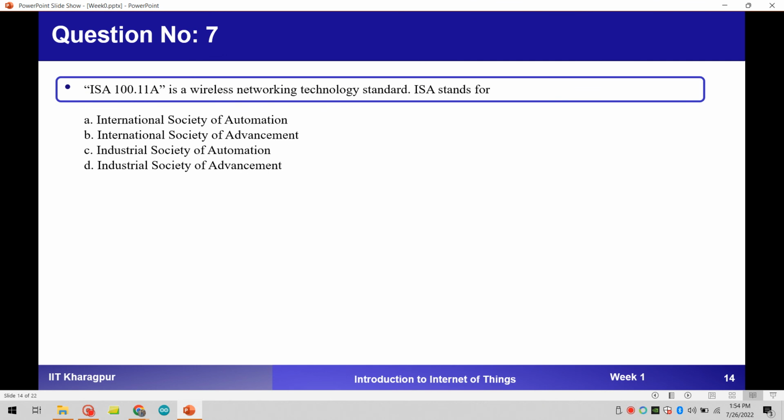Next one is, ISA 100.11a is a wireless network technology standard. This is a statement given, and in this question we have to tell what exactly ISA stands for. The options are International Society of Automation, International Society of Advancement, Industrial Society of Automation and Industrial Society of Advancement. So the correct option is International Society of Automation. This ISA is a non-profit organization of engineers, industrial partners, scientists, which is responsible for the automation of your industries.